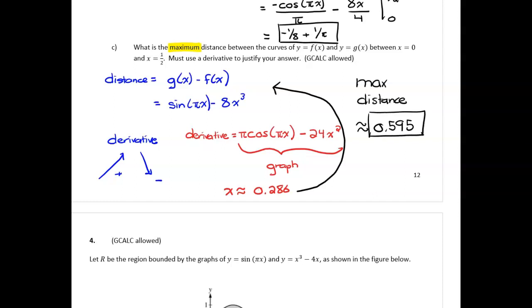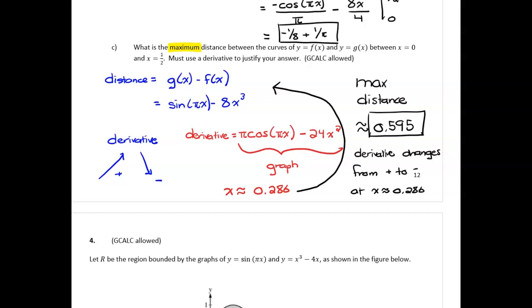All right, we must use a derivative to justify your answer. This is a maximum distance because this is when our derivative changes from a positive value to a negative value, from positive to negative at x approximately 0.286.